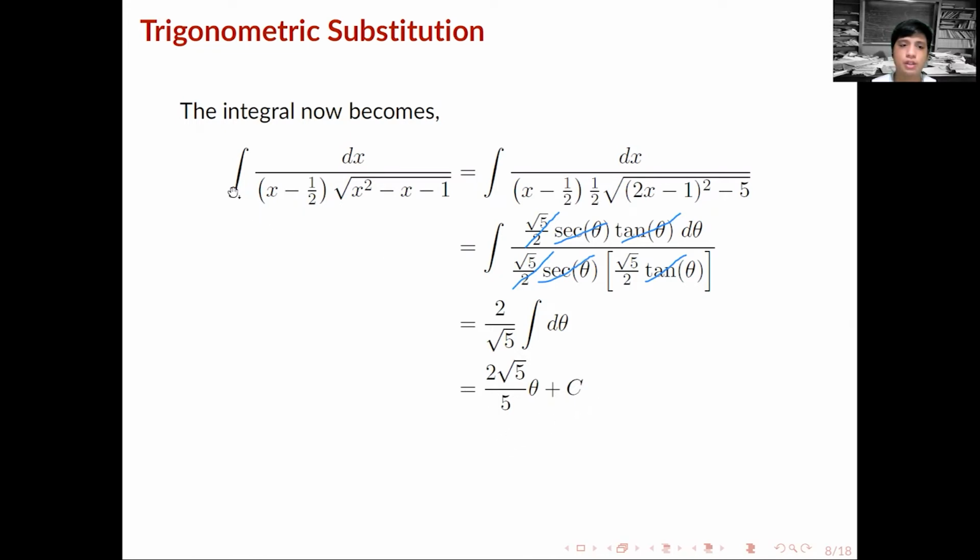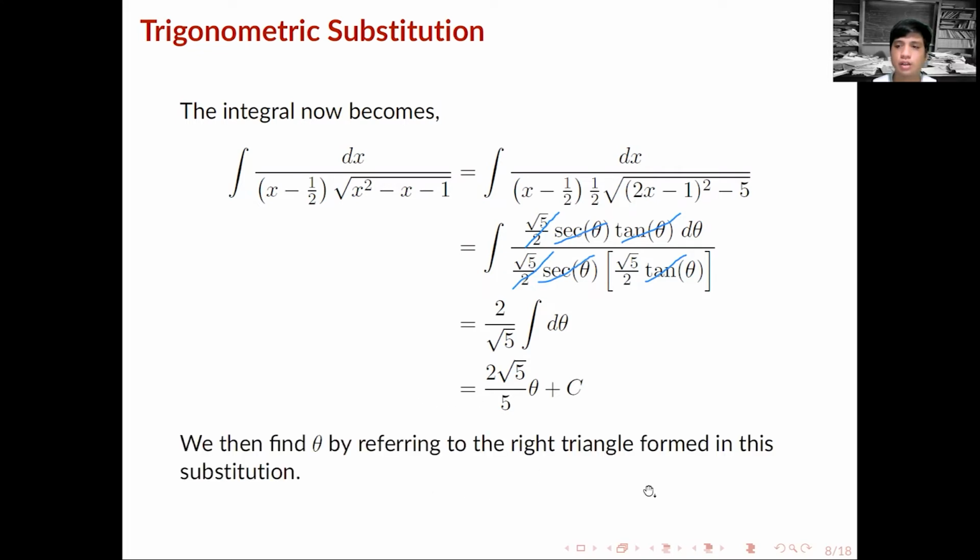However, our original integral is written in terms of x. So we have to convert theta back to x by referring to the right triangle formed in this substitution.